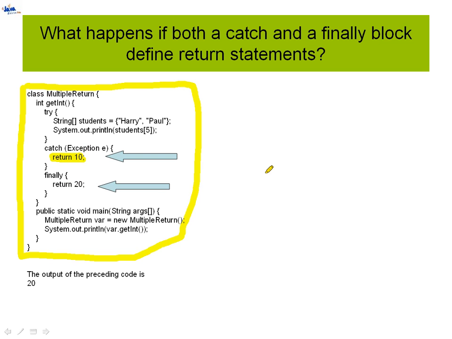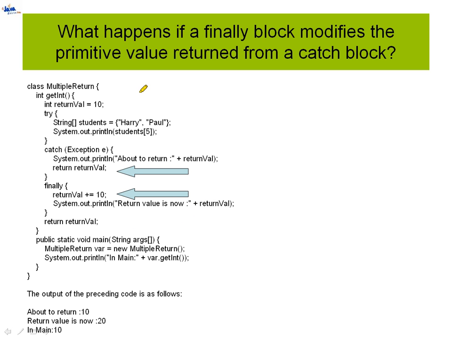Thank you. Great, great. So now we only have one or two questions left, so I won't take long. Another question is, what happens if the finally block modifies the primitive value returned from a catch block? In the previous question, we had return statements in both the catch and the finally block. In this one, we are adding an additional step. In the catch statement, I return a primitive type value, and before I do so, I use the finally block to modify the value being returned by the catch block. So what happens here?